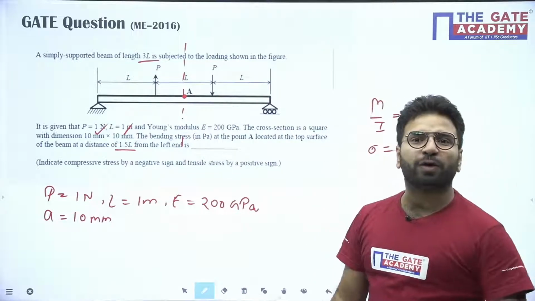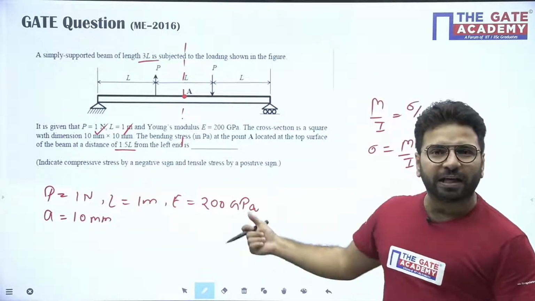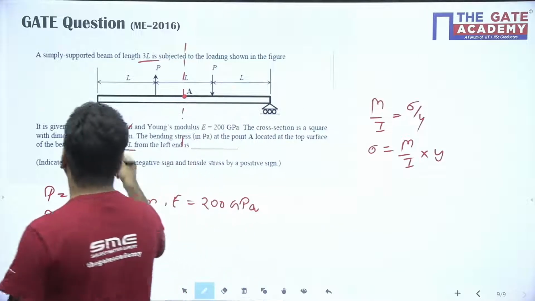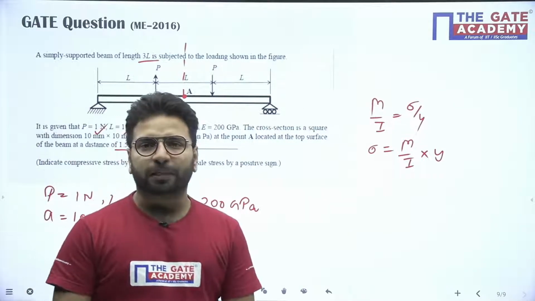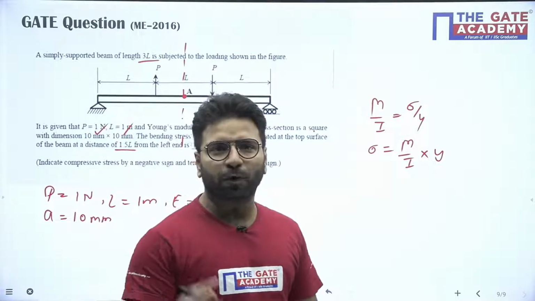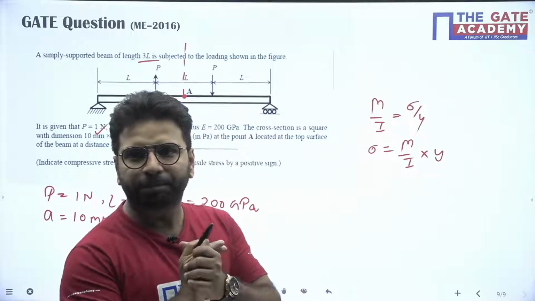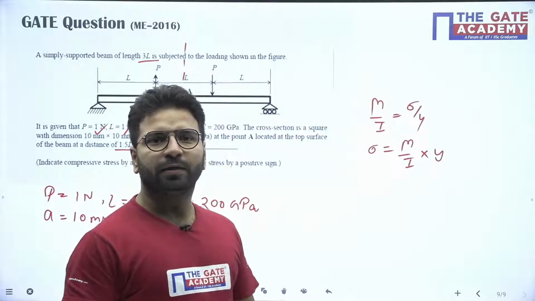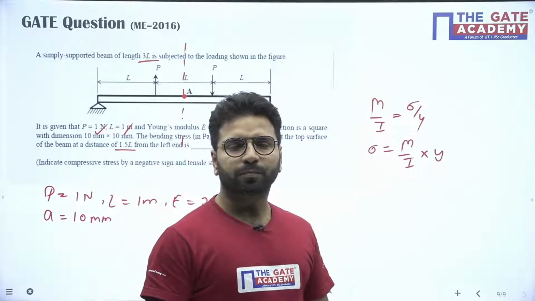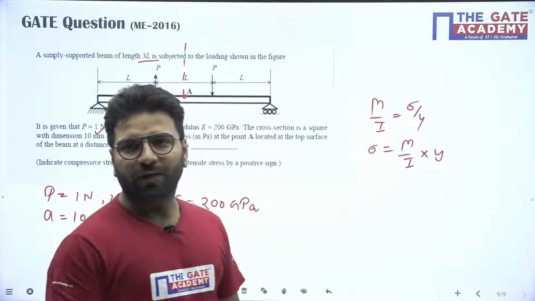For bending moment, what do you need? For bending moment, we need the support reactions. Can you tell me how much support reaction is coming on the left and right support? Anyone tell me fast, beta? What is the support reaction at left and right?